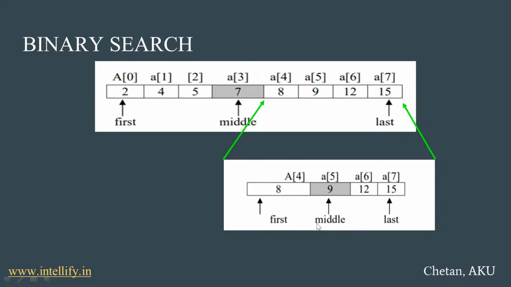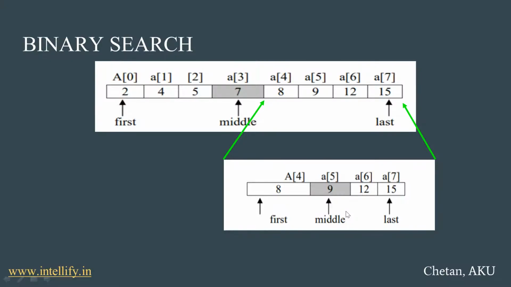It also contains a value, that is 9, and it is compared with 12. After comparing we see that 12 is greater than 9. That means again this is not the element we want to search. Our element must lie on the right side of the array, that means this part of the array.